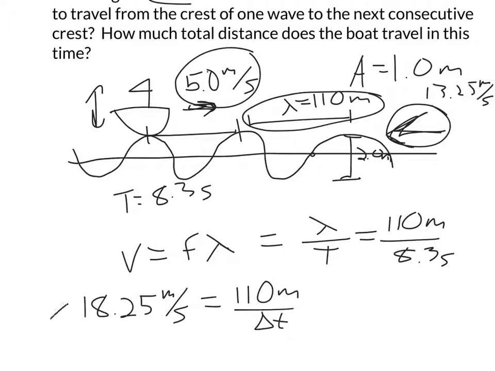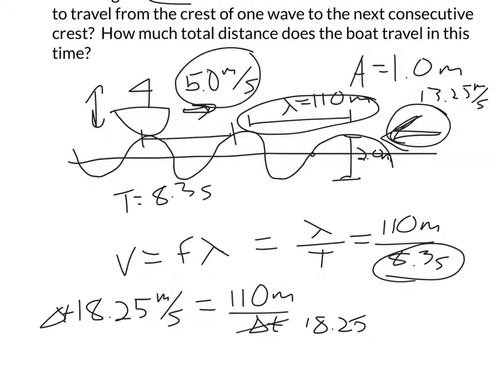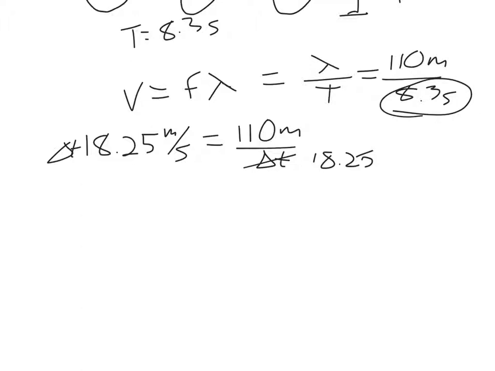Multiply by delta time, divide by 18.25. And I get 8.3. How about that? The same as the period. That's cool. So the time it takes the boat to go from crest to crest is also the period of the wave. Interesting.